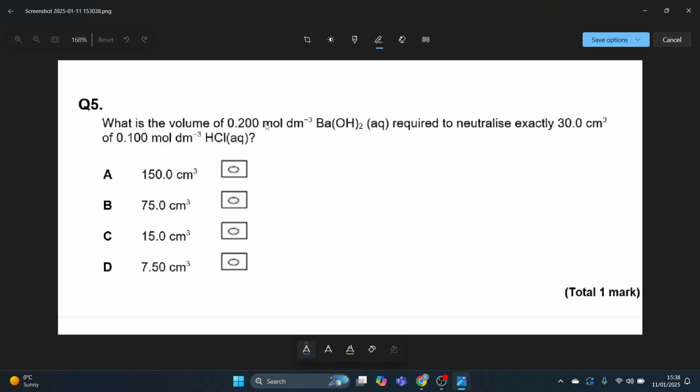So we can see we've gone from 0.200 to 0.100. So we've times by a half. Well, actually 0.100 divided by 0.200. Yeah, we times by a half. And therefore we need to do 30 centimeters cubed times by half, which will give me 15 centimeters cubed.